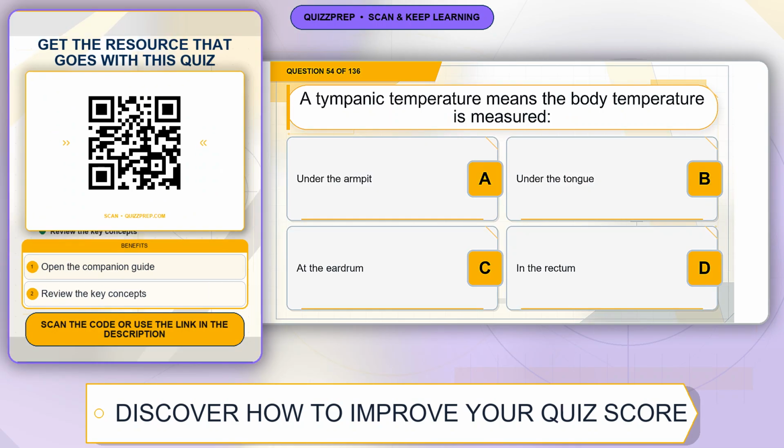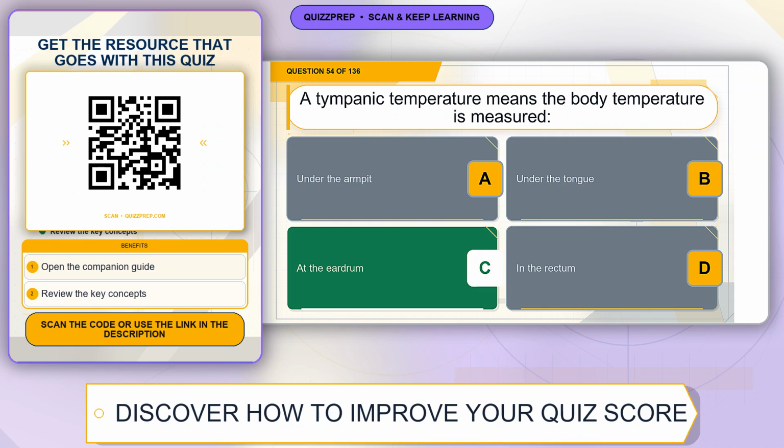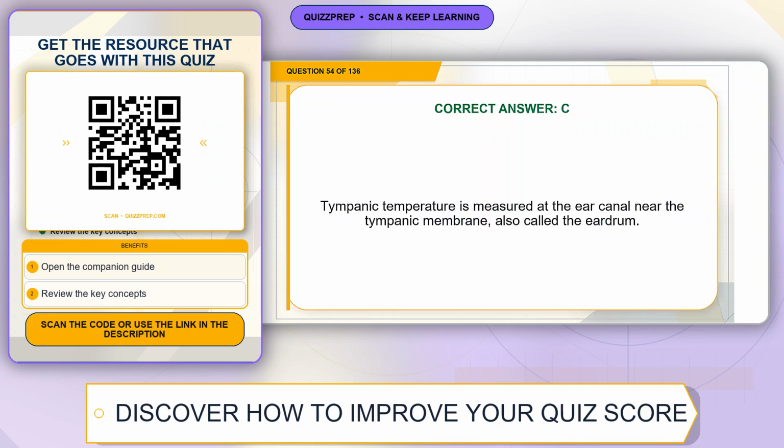Question 54. A tympanic temperature means the body temperature is measured: Option A, under the armpit. Option B, under the tongue. Option C, at the eardrum. Option D, in the rectum. The correct answer is option C, at the eardrum. Explanation: tympanic temperature is measured at the ear canal near the tympanic membrane, also called the eardrum.